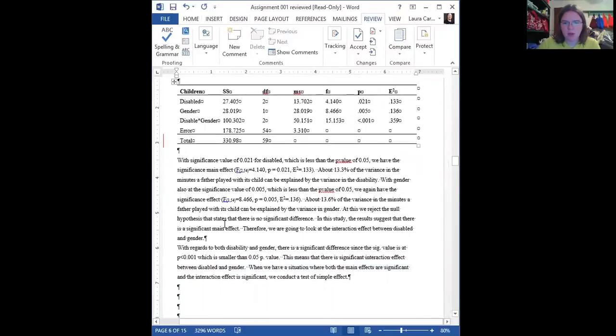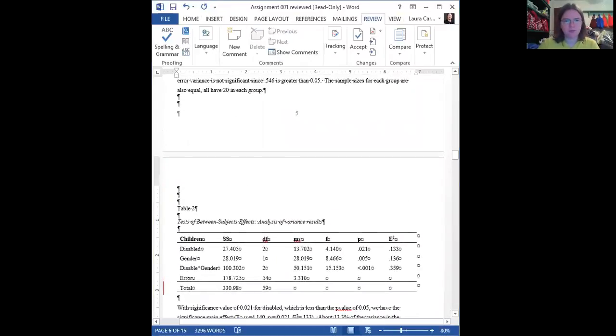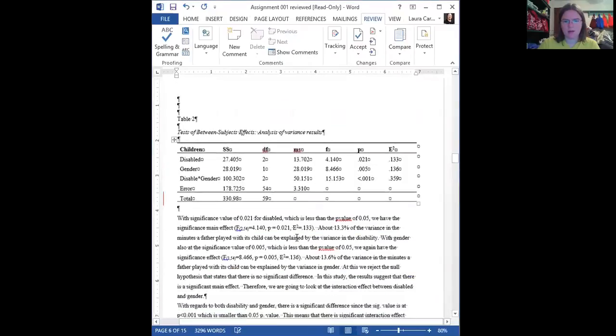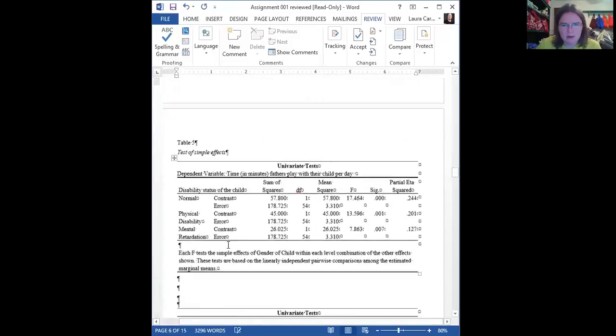Let's just read through what you've written about table 2. The significant value of 0.021 with disabled, which is less than the value of 0.05, means we have a significant main effect. And then you provide the F statistic. About 13% of the variance in minutes a father played with their child can be explained by the variance in the disability. So that looks good. I think we ran over this the last time that we met, so I'm going to skip down a little bit farther.